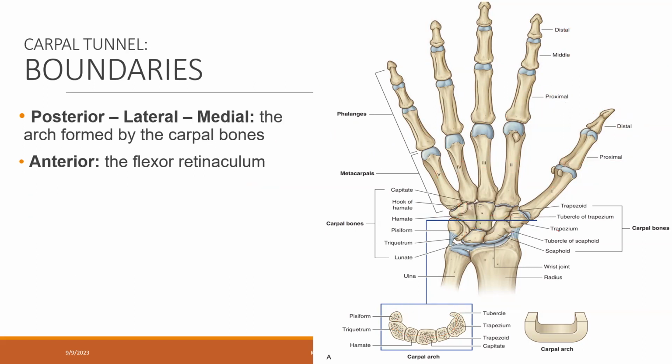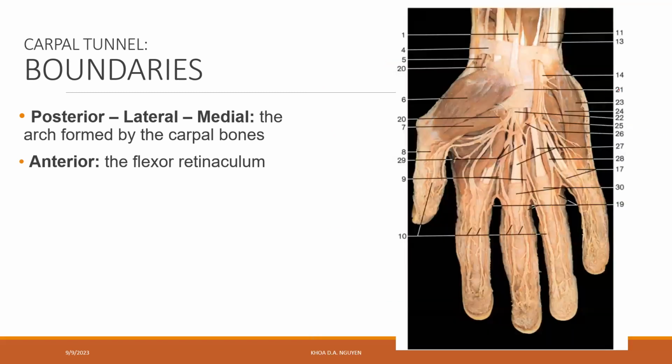All right, now let's look at this image right here. Remember, the carpal bones are going to be in this general area, and a structure extends here on the anterior side between the anterior extensions on the lateral side and the medial side. What is this structure called again, number 21? That is the flexor retinaculum. The flexor retinaculum forms the anterior part of the carpal tunnel, basically the anterior wall of the carpal tunnel.